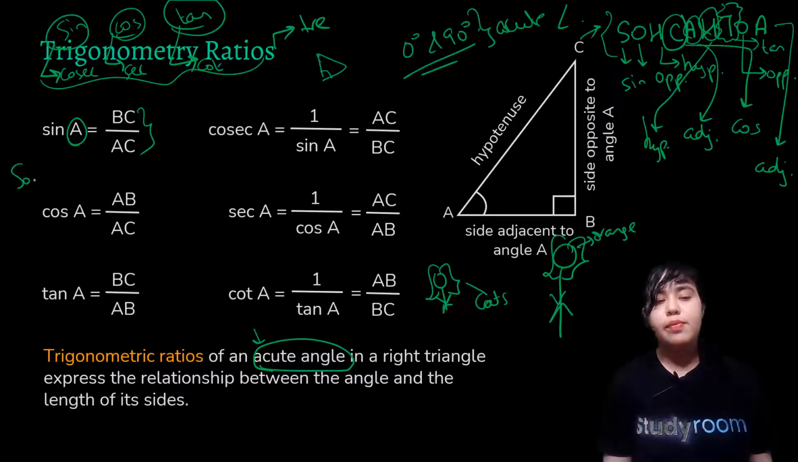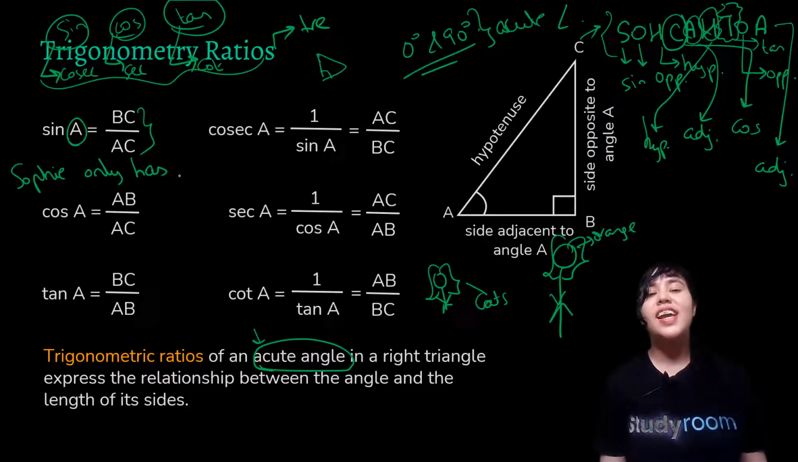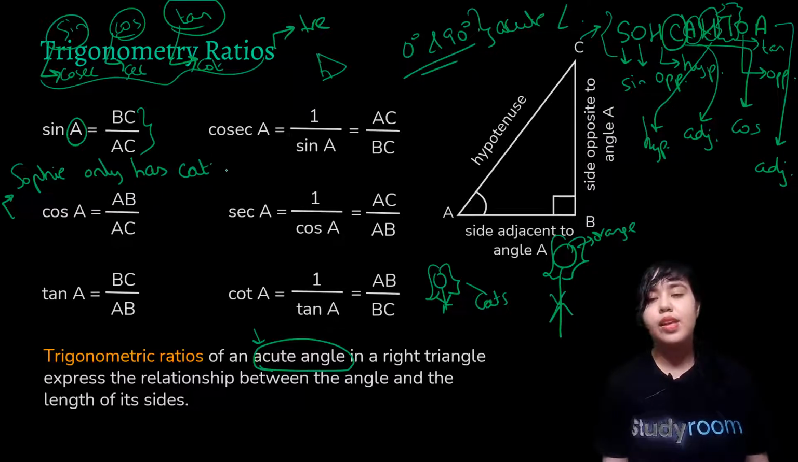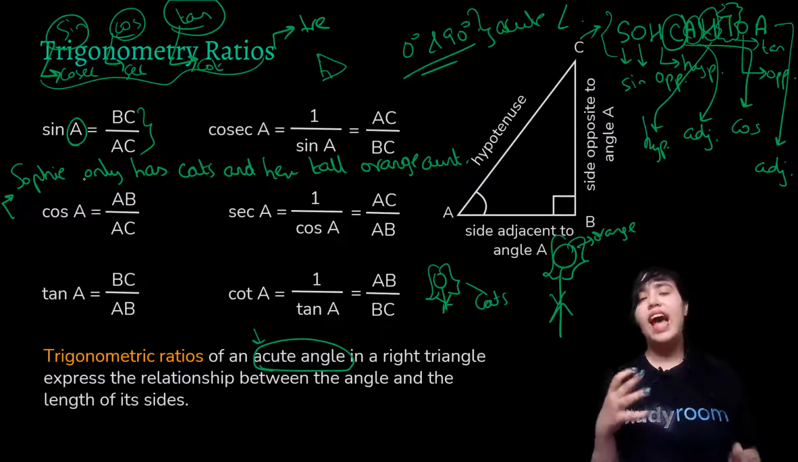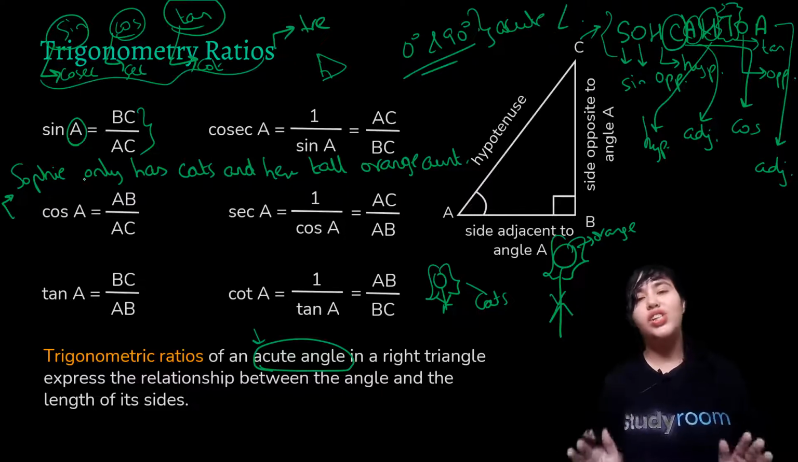So Sophie only has, please write this down, it's very important. I know you would be giggling, but this is very important. I'll just tell you its relevance here. So Sophie only has cats and her tall orange aunt. Sophie only has cats and her tall orange aunt.